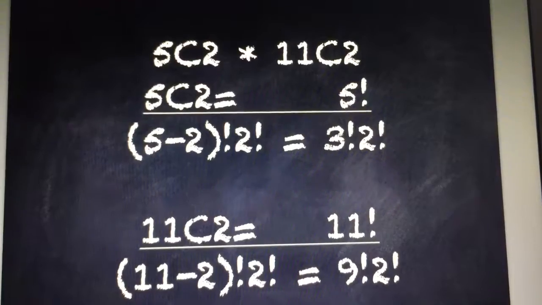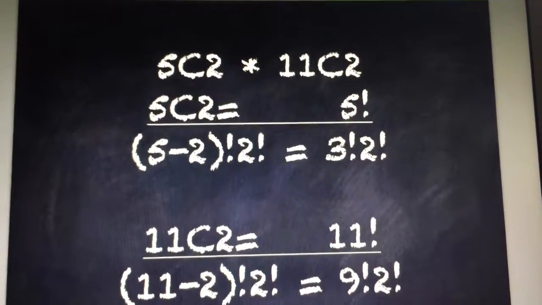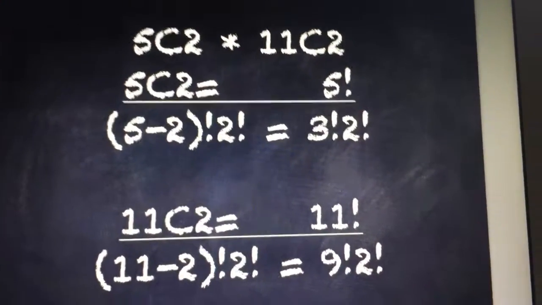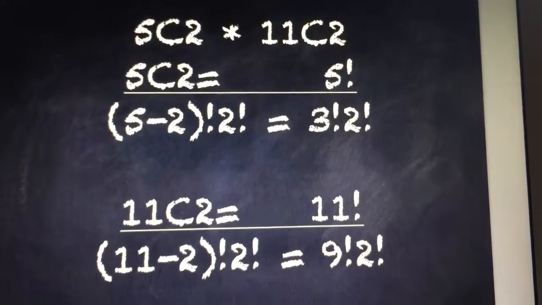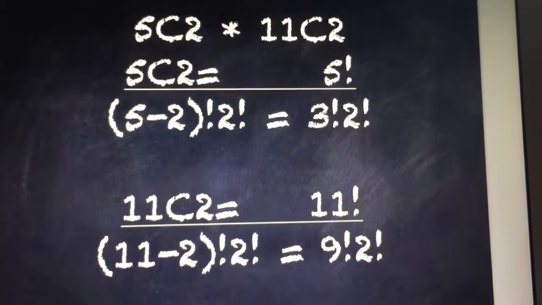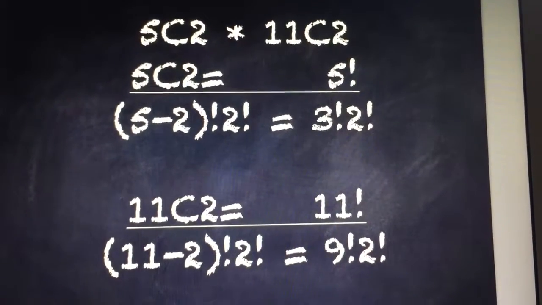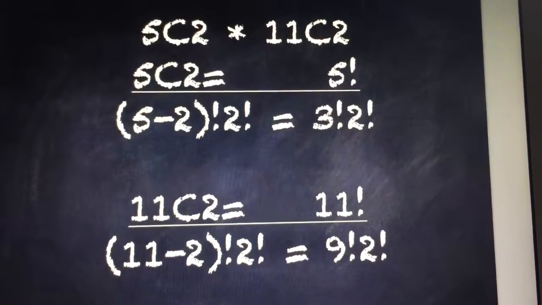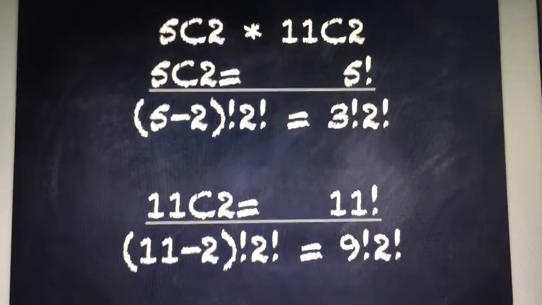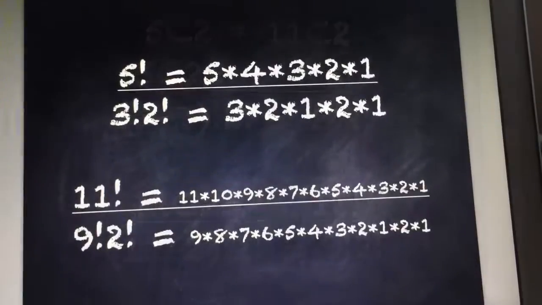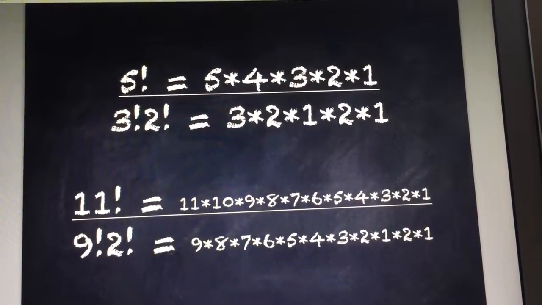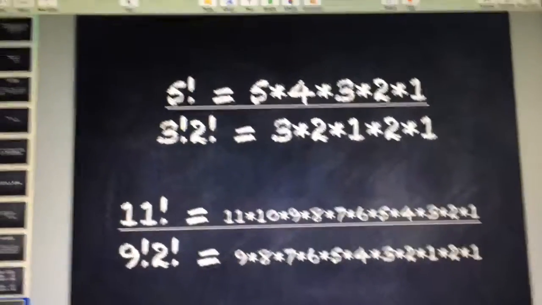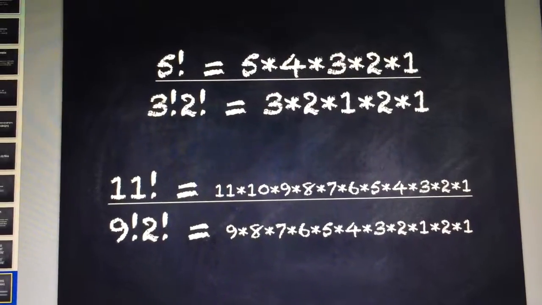In our formula, we have plugged in our given numbers and we have gotten this. For 5 combination 2, we end up with 5 factorial divided by 3 factorial times 2 factorial. And for the men, we get 11 factorial divided by 9 factorial times 2 factorial. As we simplify our given formula, we end up with these fractions of factorials.